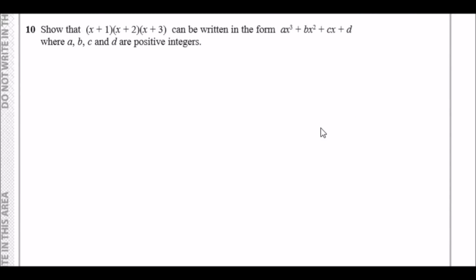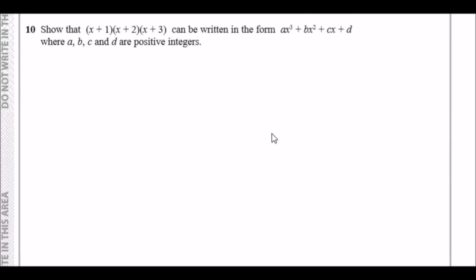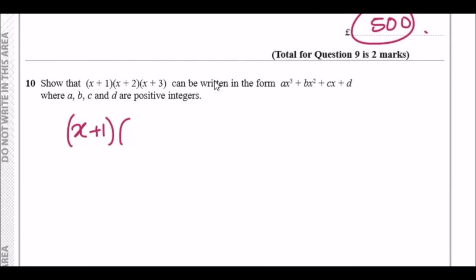Alright, number 10. Show that this triple bracket can be written in this form. Oh, so easy. Just expand, guys. So I always start with the last two, just for the sake of simplicity. So expanding the last two brackets, just use FOIL, so do x times x, x times 3, 2 times x, and 2 times 3. Let's do it. So x times x is x squared, x times 3 is 3x, and 2 times x is 2x. That gives you a total of 5x. And lastly, 2 times 3 is 6.